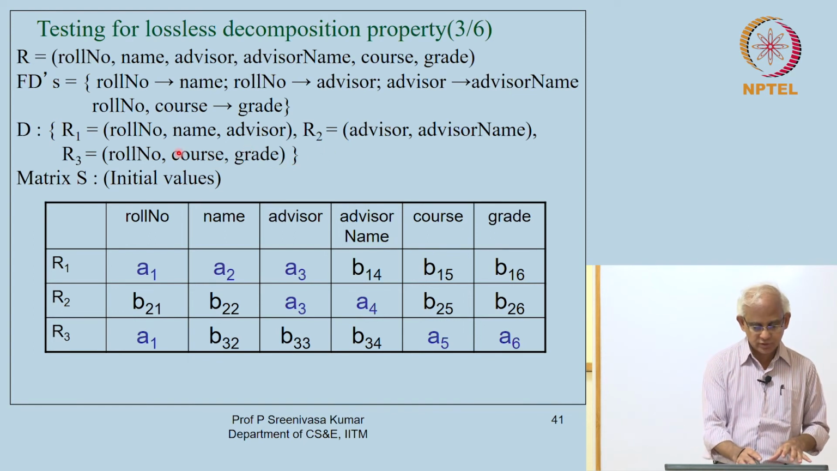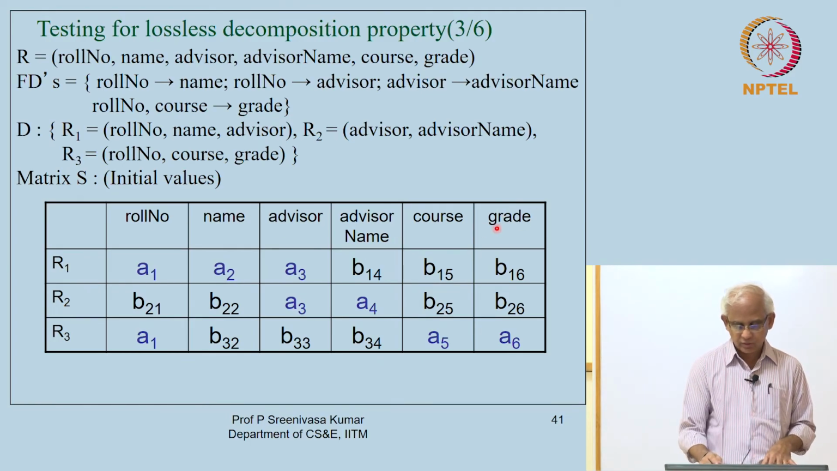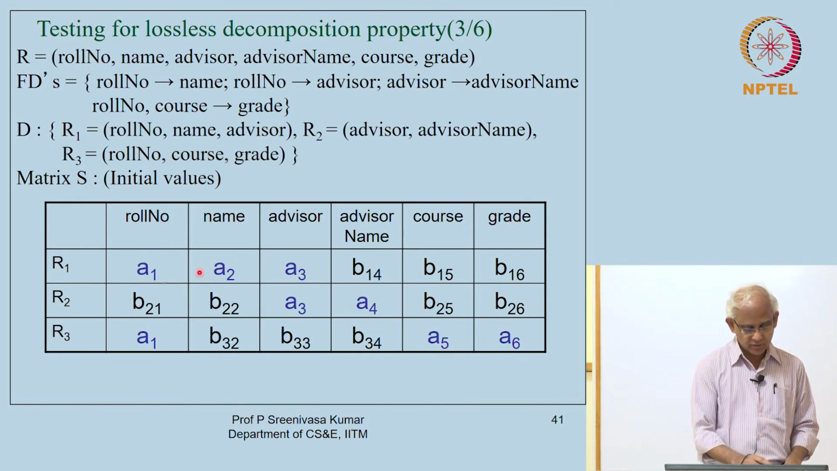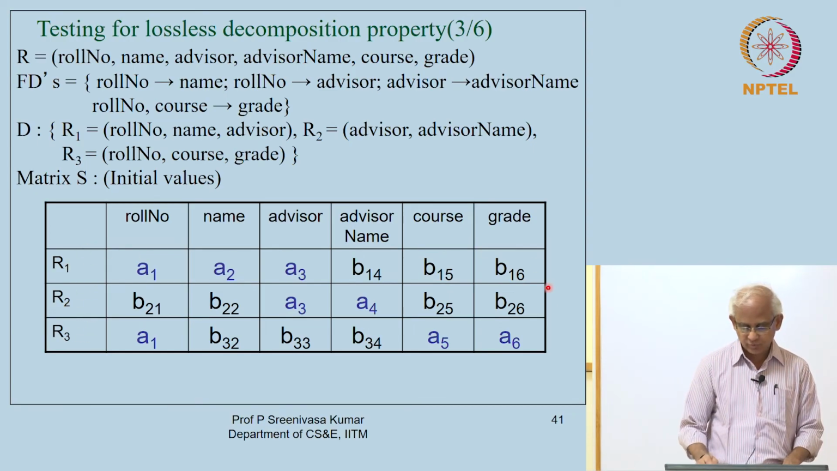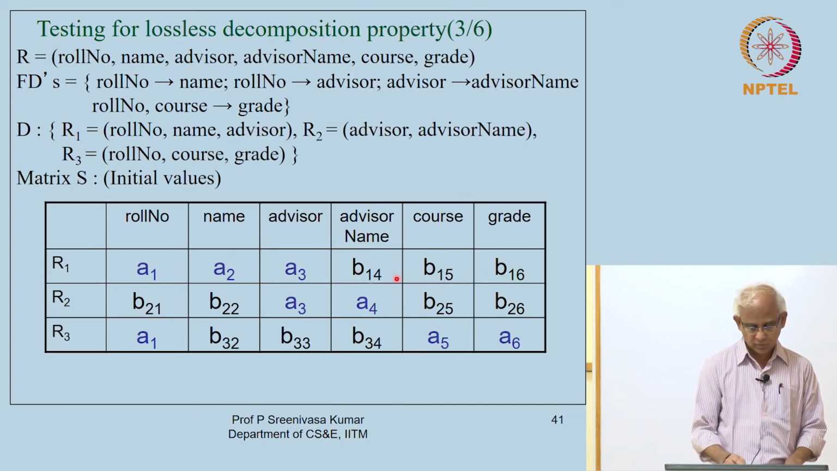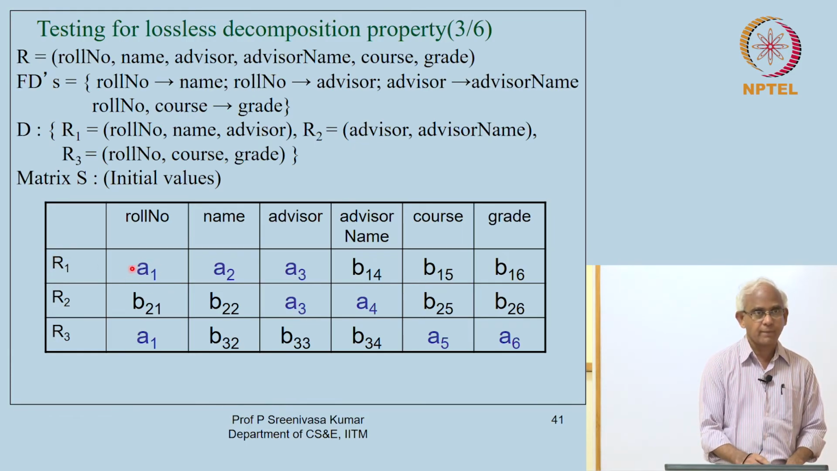Now, let us just use this to illustrate this algorithm. The algorithm has this matrix where all the original attributes are there as columns, and these three things, R1, R2, R3, are the rows here. Initially we will fill it up with all B symbols, B14, B15, B16 like that. But then if some attribute is present in a particular relation, we make that into an A symbol.